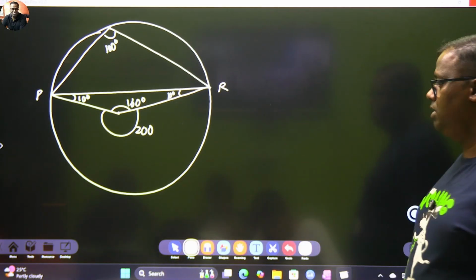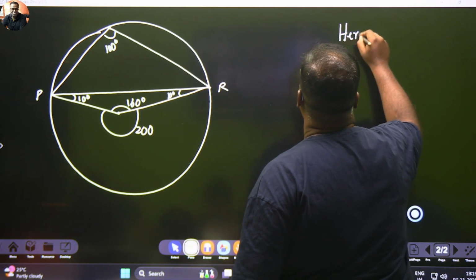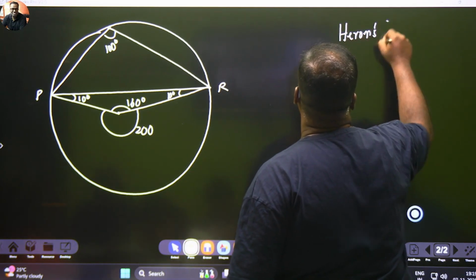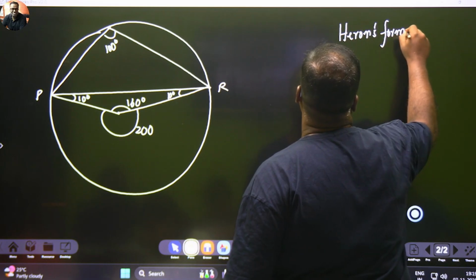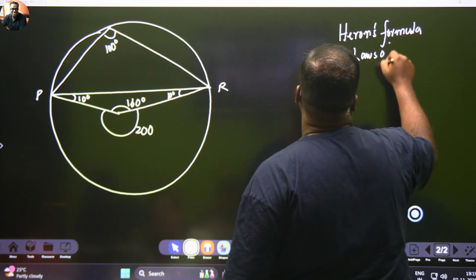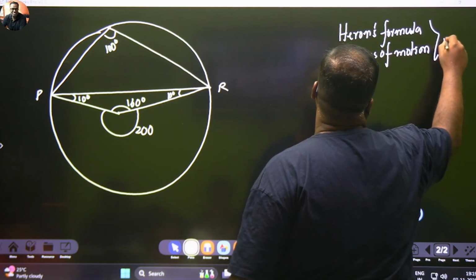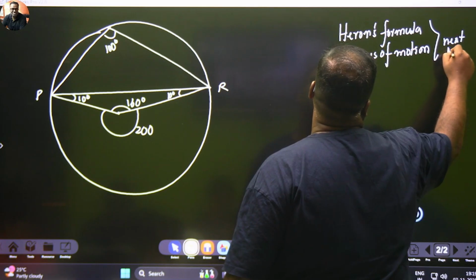Okay, as you are doing the problem, children, as you are doing the problem, the next death ceremony will be on Heron's formula coupled with laws of motion. This is next Monday.